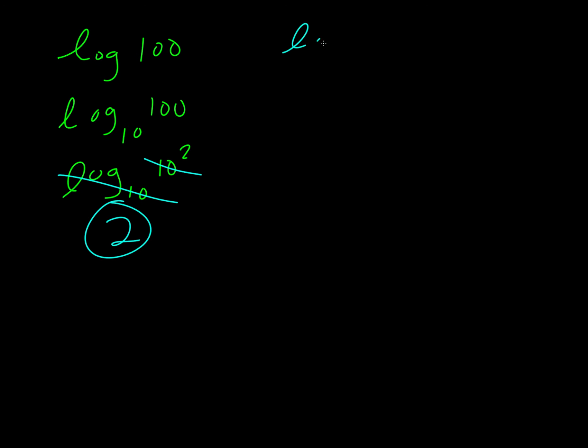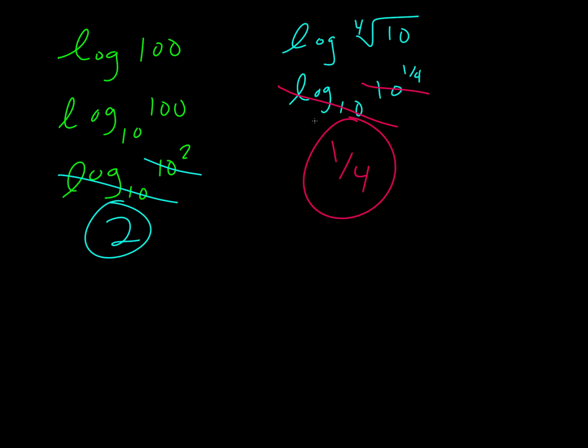Okay, let's try another one. So we have log of the 4th root of 10. Once again, when it's just log, it's log base 10. This 10 can be written as 10 to the 1/4, if you remember that lesson we had a while ago. So log base 10 cancels the base 10 on the exponential, and the answer to that is 1/4.